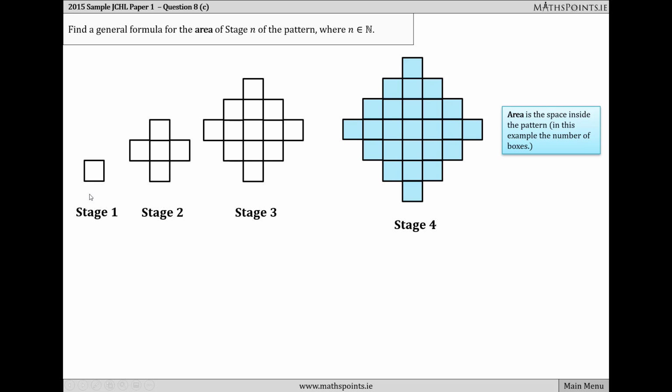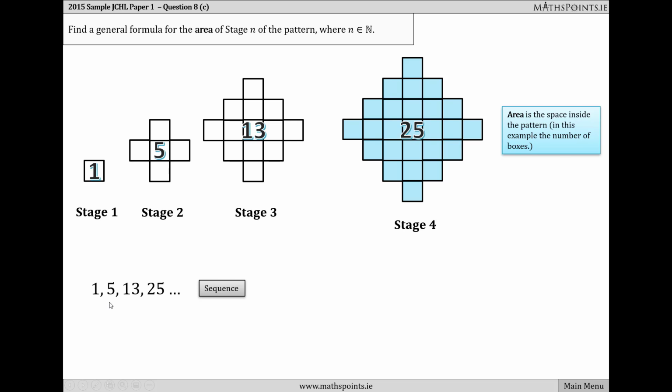So in stage 1 we have 1 box, stage 2 we have 5, stage 3 we have 13, and stage 4 we have 25. Before we can find a general formula for the area of stage n, what we have to do is establish what kind of pattern this is. So again, the best way to do this is to write down the sequence 1, 5, 13, 25 and find the differences between the terms.